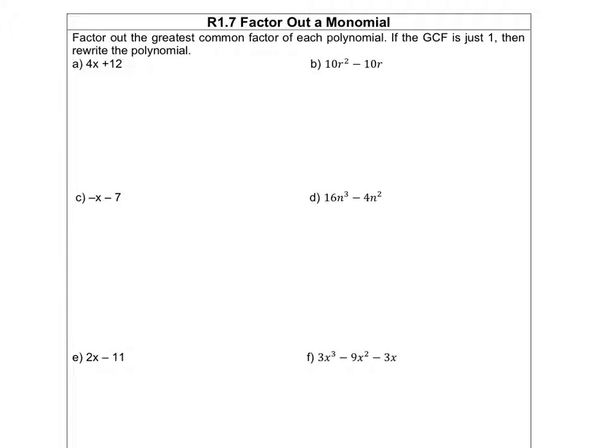So let's find the greatest common factor of 4x and 12, and then we're going to factor it out. So let's start off with the coefficients. What's the greatest number that will divide evenly into 4 and 12? And that would be 4. So I can factor out the 4 from each term. So if I take 4x and divide it by 4, that would leave me with 1x. And then 12 divided by 4 is 3.